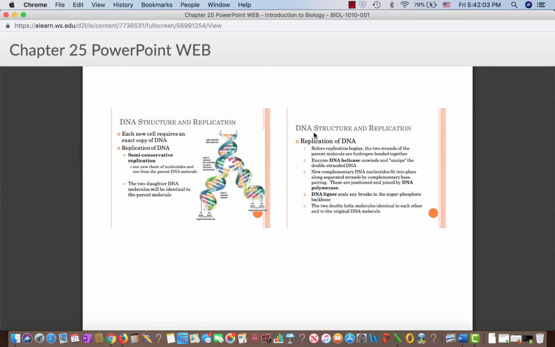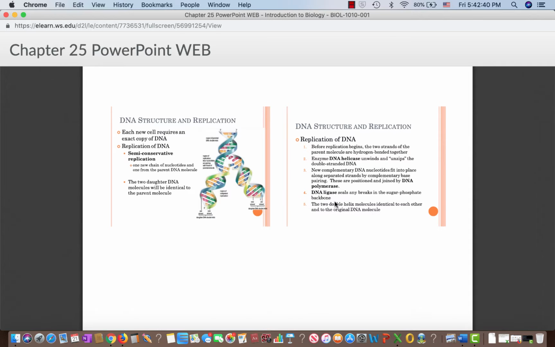To replicate DNA, you have to unzip these two strands using DNA helicase to open it up, and then you take new complementary nucleotide sequences and position them with DNA polymerase, and then DNA ligase repairs any breaks that happen in this process, because it's kind of like unwinding a slinky. You're going to have a lot of stress put on the backbone, and it does frequently break during that process, so you use ligase to put it back together.